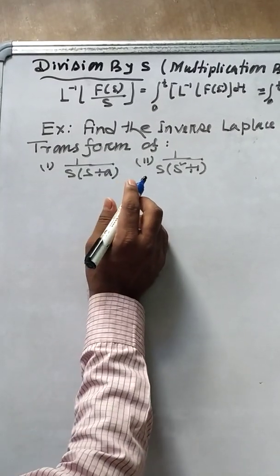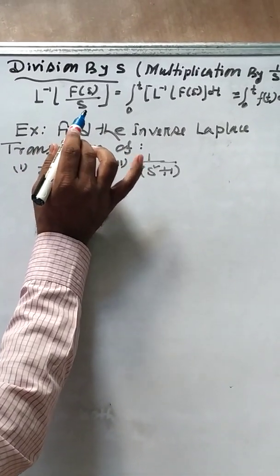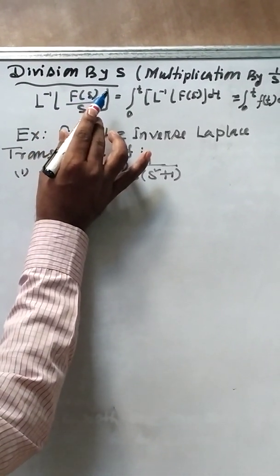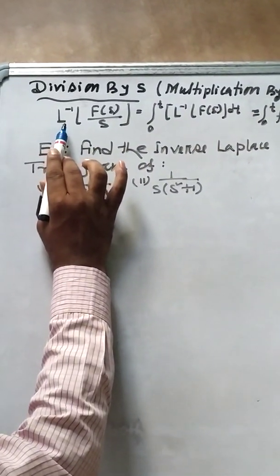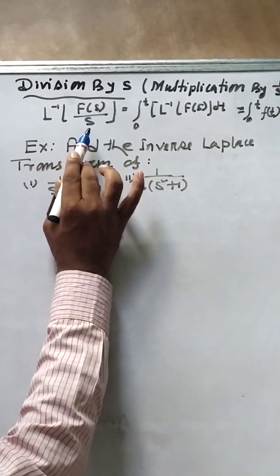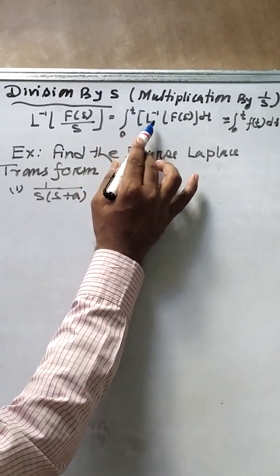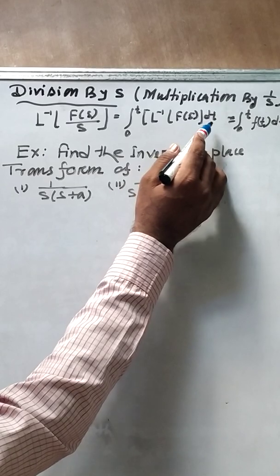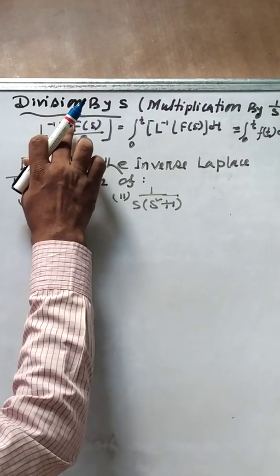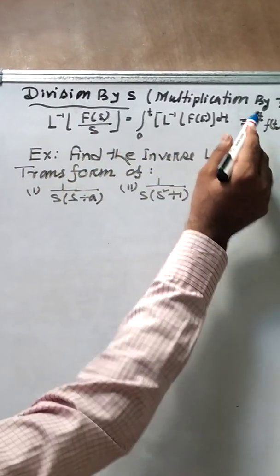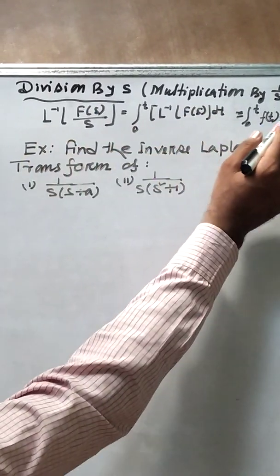So today we consider another new formula in case of inverse Laplace transform, division by s or multiplication by 1 by s. So this is our formula: L inverse F(s)/s. If F(s) is divided by s, then the answer is the integral from 0 to t of L inverse F(s) dt, or we can write the integral from 0 to t of f(t) dt. Directly by heart, for F(s)/s, the answer is the integral from 0 to t of f(t) dt. So this will be our answer.